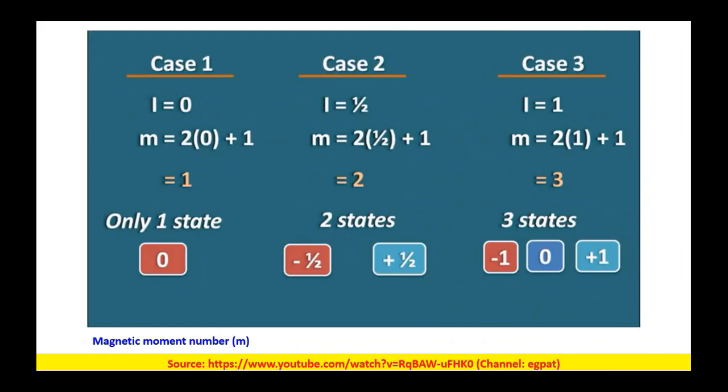Case 1 would be the state when I is equal to 0. So M is equal to 2 multiplied by 0 plus 1, so we have only the 0 state. In case 2, when I is equal to half, we have M equals 2, so it would have minus half and plus half, two spin energy states. Whereas when I is equal to 1, we have M equals 3, so we have minus 1, 0 and plus 1 states. So what is M? M is basically the magnetic moment number.